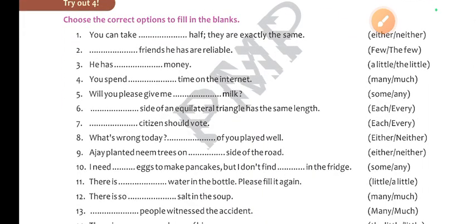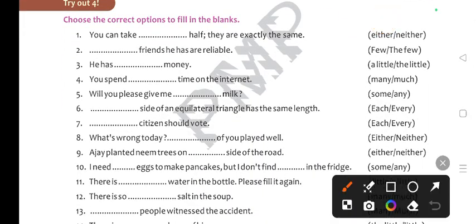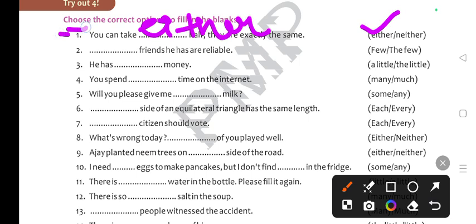Here you can take either half. They are exactly the same, so you can put either here, and either is the correct option. Even you can write in the blank space, and you could tick here also. The few friends, you know that few means nothing, but here the few friends. Okay, so I'm just talking about the limited one, and those are positive. So here the few friends are reliable.